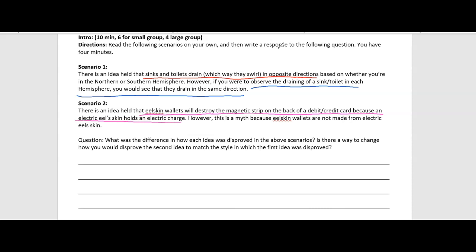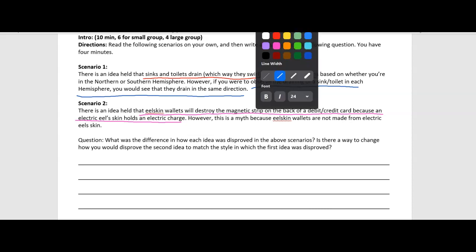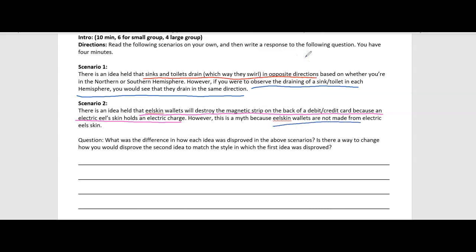Now, we're disproving this simply by noticing a discrepancy in the facts of the story. So, eelskin wallets are not made from electric eel skin. Therefore, our conjecture doesn't make sense, right? If they're not made from electric eel skin, then there's not going to be an electric charge from the skin in the wallet, because the wallets aren't made from the eel skin.